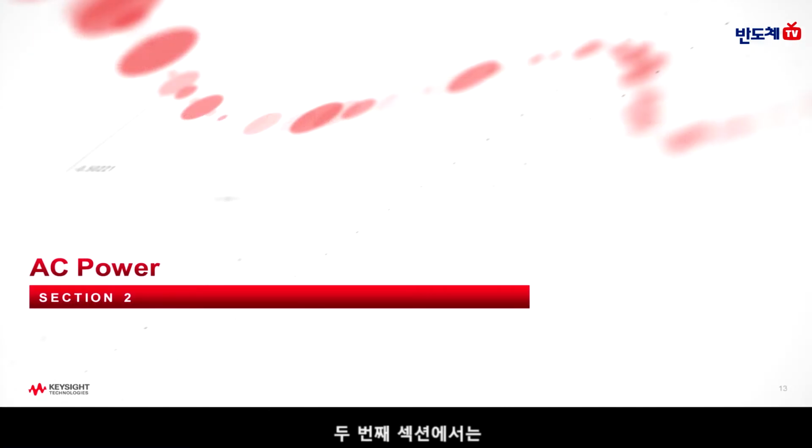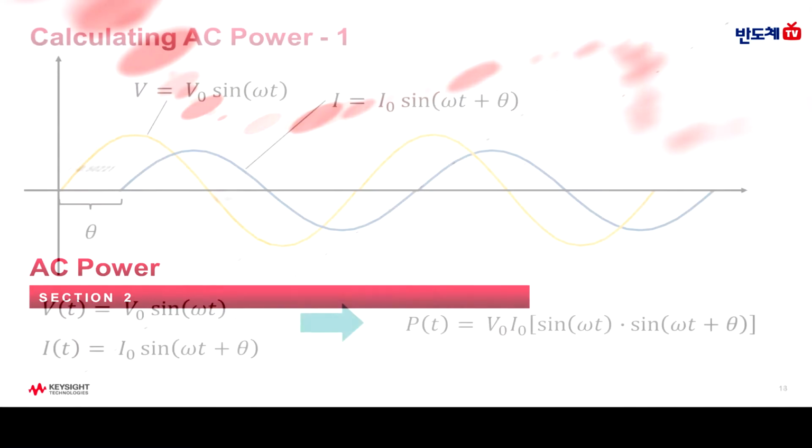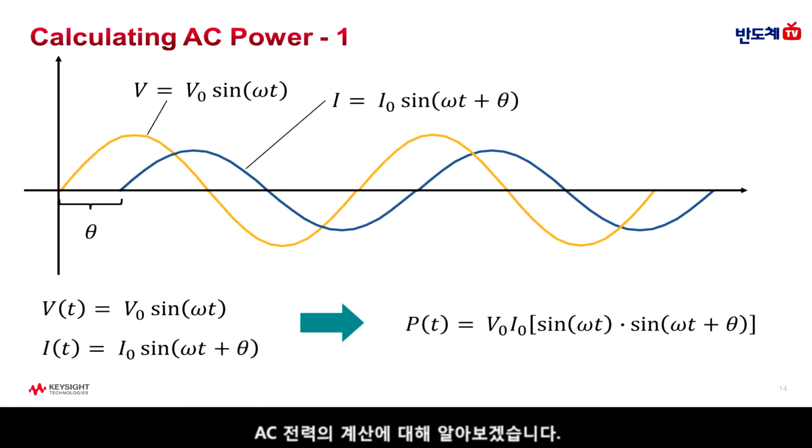This takes us now into section 2, where we're going to be talking about many aspects of AC power. So we're going to look at the calculation of AC power. We're going to start off by examining the case where voltage and current are both sinusoidal waveforms at the same frequency. And of course, in the general case, we have to consider the effect of a phase difference, theta, between these two waveforms, which is as shown in this slide.